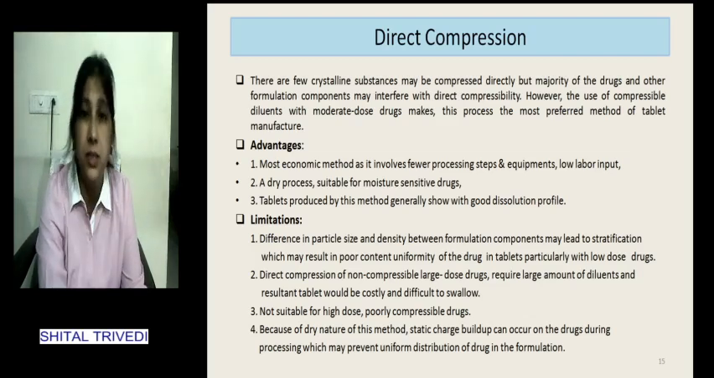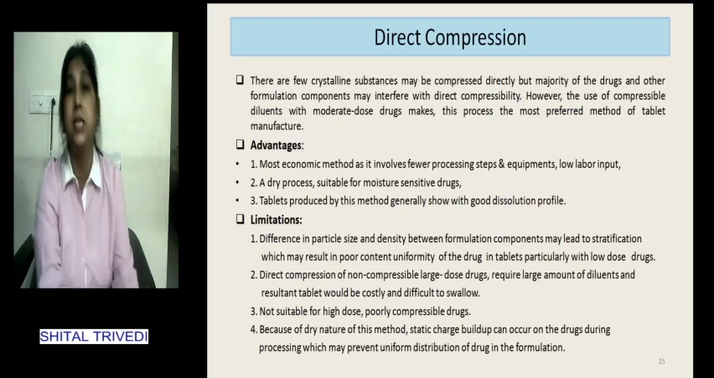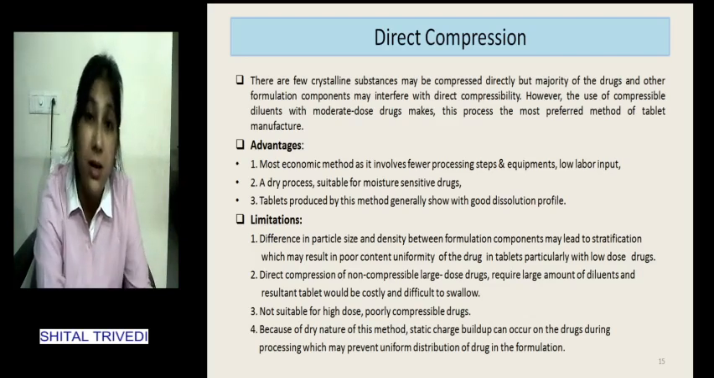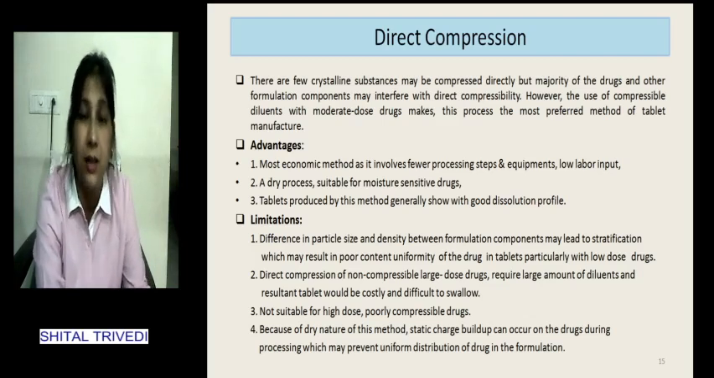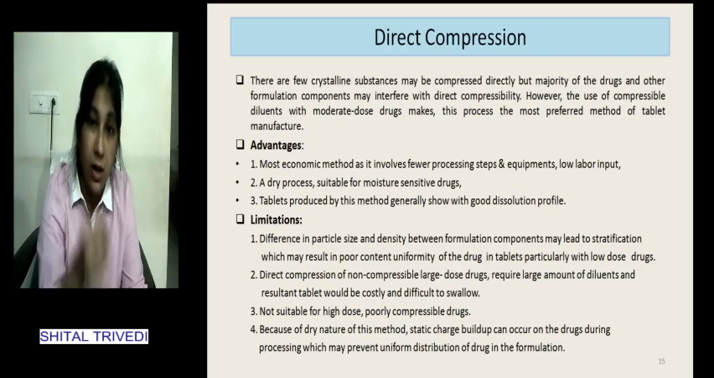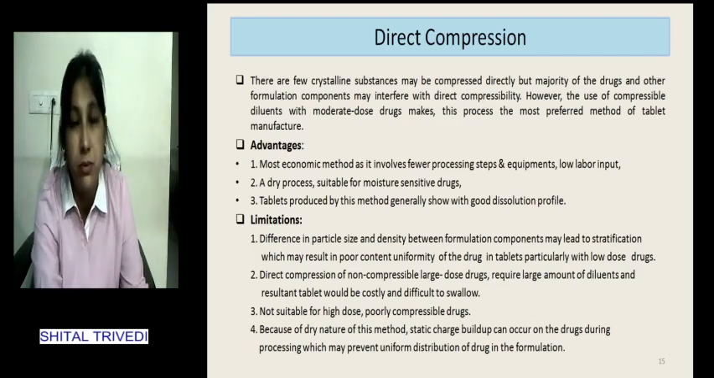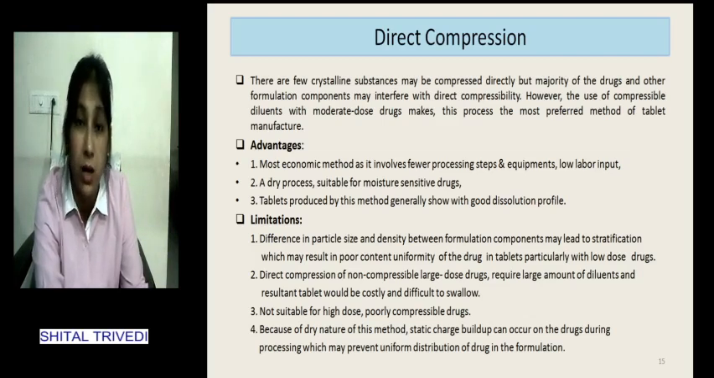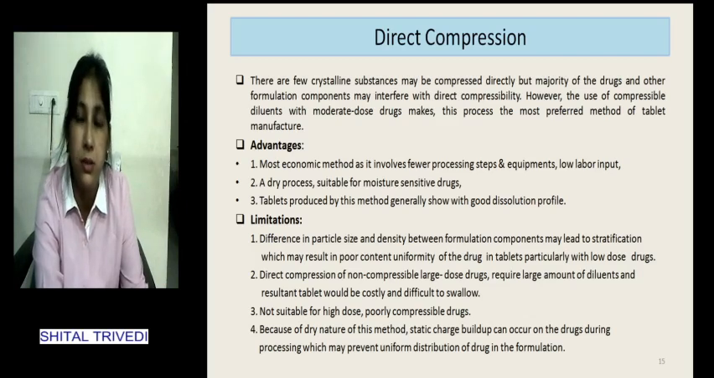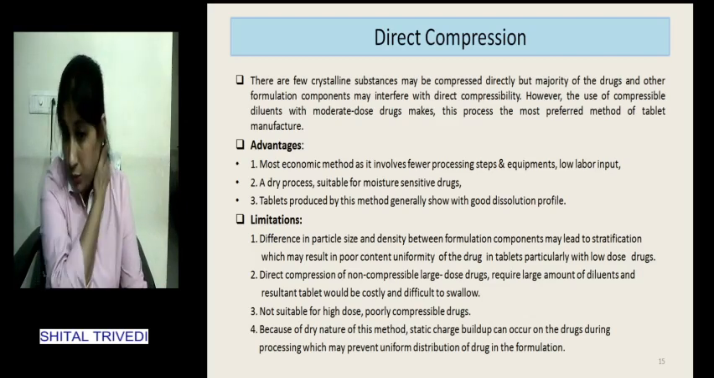And if there is a difference in particle size and density amongst the formulation ingredients, then there are chances of stratification, that is segregation, and that may result into poor content uniformity of the drug. And as this is a dry process, there are chances of static charge buildup over the drug, and that may result into the segregation or non-uniform distribution of the drug in the formulation, and that may result into poor content uniformity.